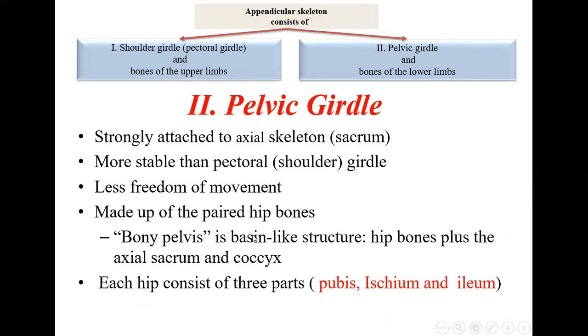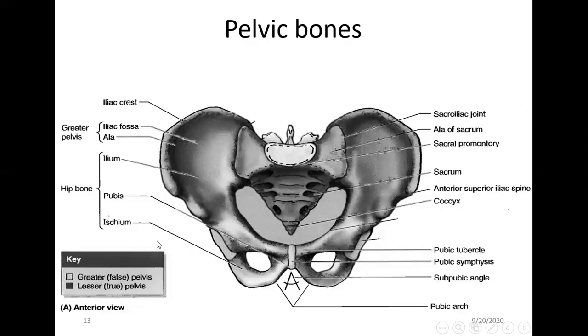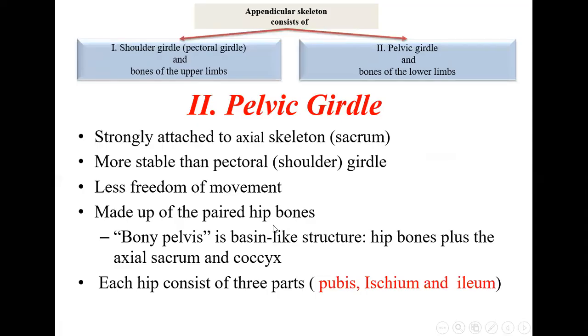The bony pelvis is a basin-like structure. The hip bones plus the axial sacrum and the coccyx all together form the bony pelvis. The sacrum is part of the axial skeleton, and together with the 2 paired hip bones, this is called the bony pelvis.